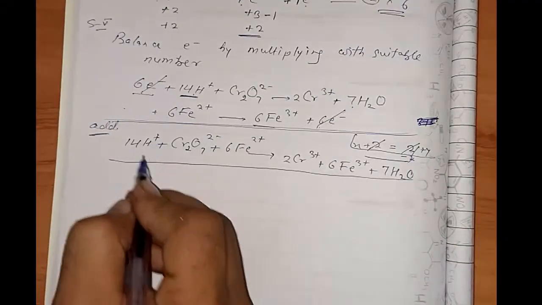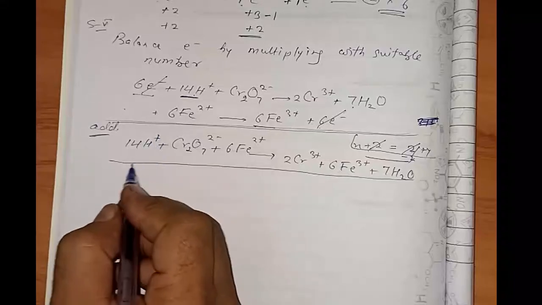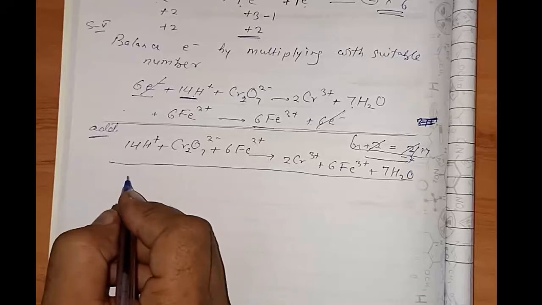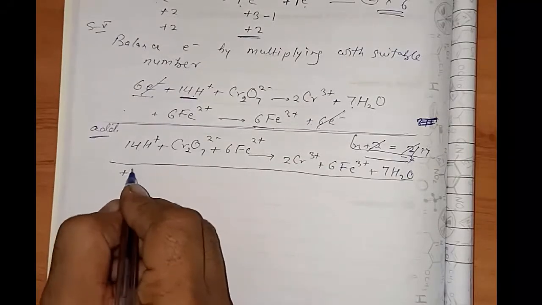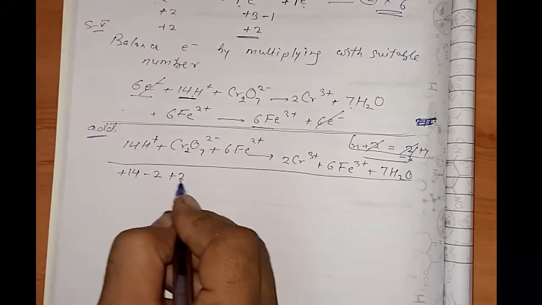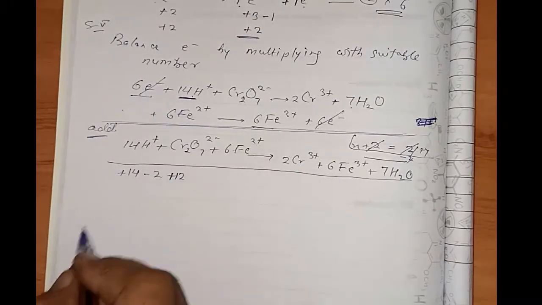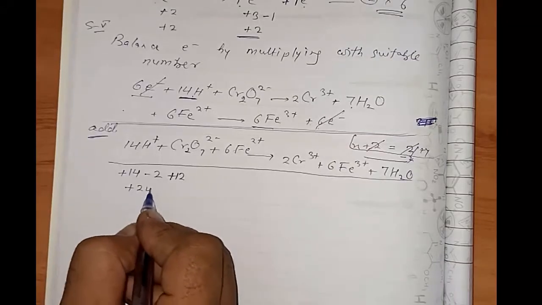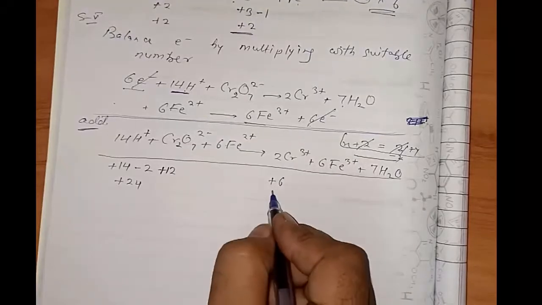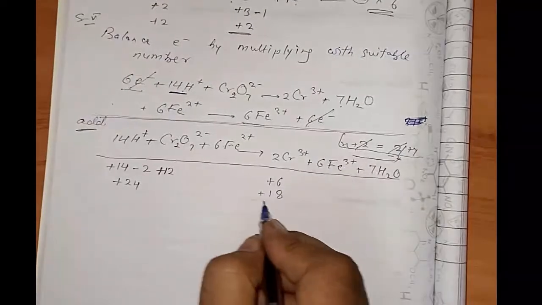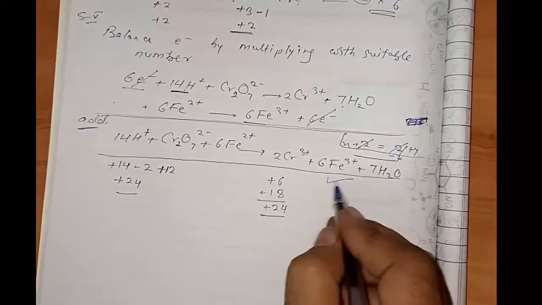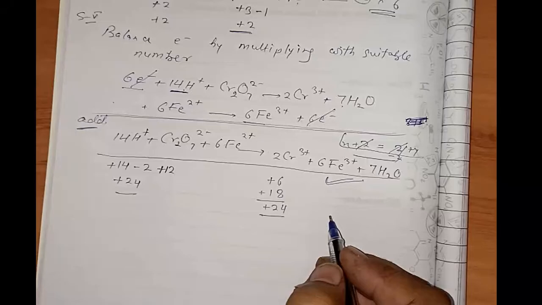Now how to check that equation is balanced? We have to check the charge. If total charge is same, it means our reaction is correct. Okay, now here total charge is plus 14 minus 2 and plus 12, total 12. So how much here charge? Plus 24. Now calculate here, plus 6, okay, plus 18, 6 times 3 is 18, total charge plus 24. Charge is balanced, it means our reaction is completely balanced.